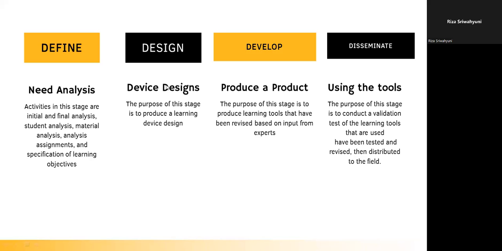And in the second, device design, the purpose of this stage is to produce a learning device design. In the third, develop, produce a product. The purpose of this stage is to produce learning tools that have been revised based on input from experts. And the last, disseminate, using the tools. The purpose of this stage is to conduct a validation test of the learning tools that are used, have been tested and revised, then distributed to the field.